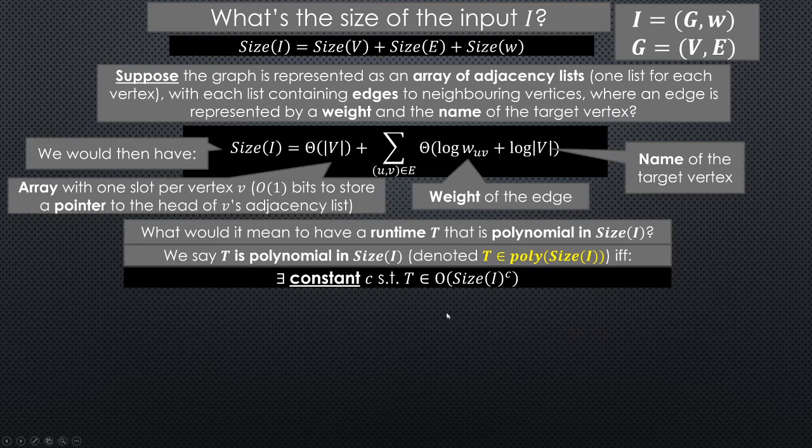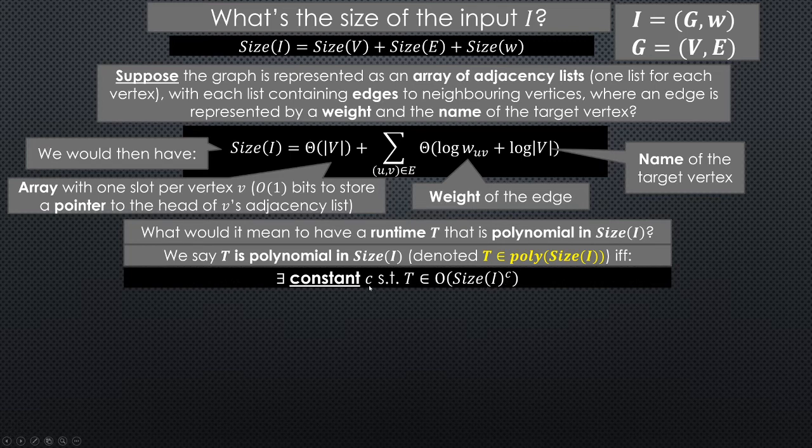You just have to show that t is at most some constant times size of I to the c for some c. Okay, and if you can show that, then you've shown that t is polynomial in the size of I. Now this c that you pick has to hold for all possible inputs and all possible sizes of inputs. So this has to be one constant c.